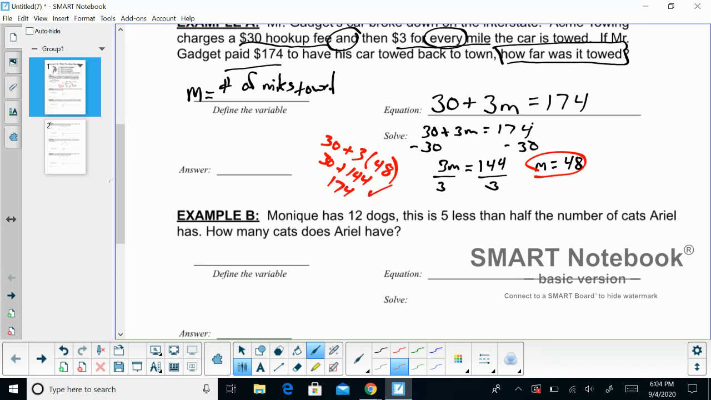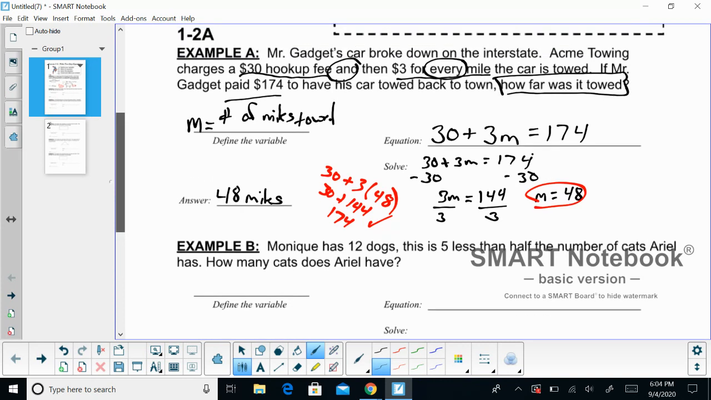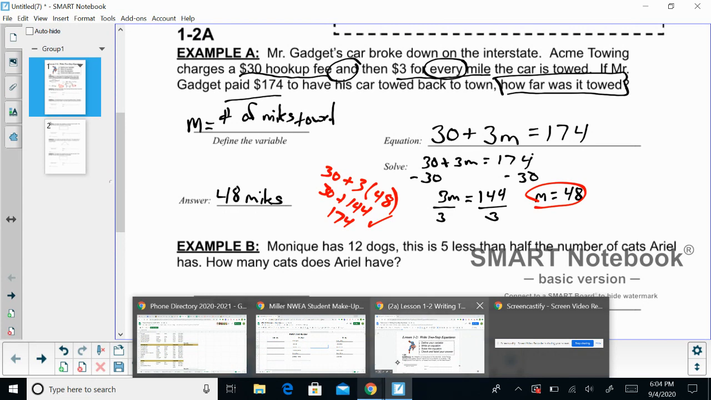So it checks out. So my answer is 48 miles. And that is the first example in our lesson.